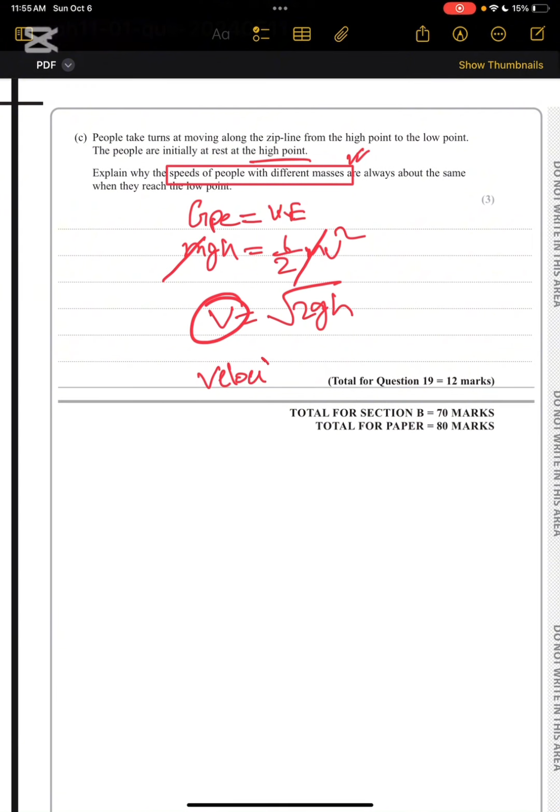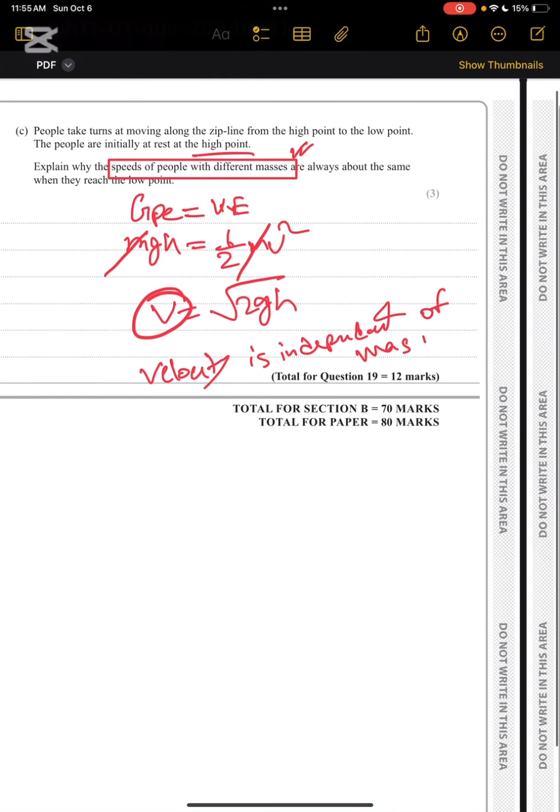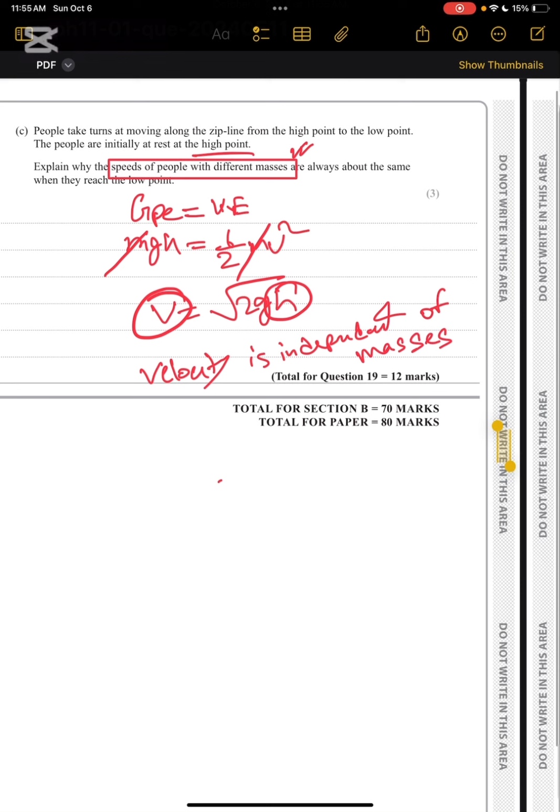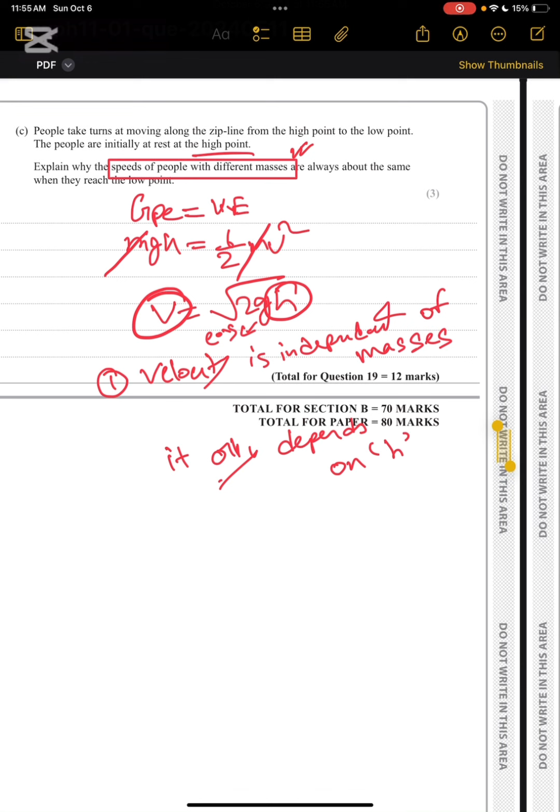We can say velocity is independent of masses, as the velocity doesn't depend on the masses. It only depends upon the height because the g is also constant. It only depends on h. And this was our point number 1.